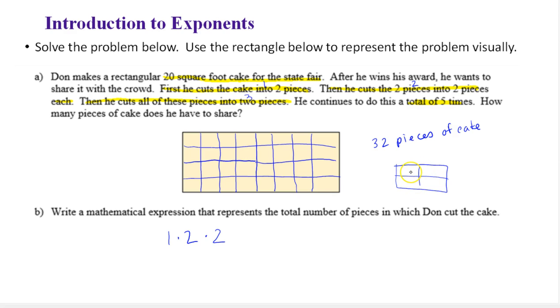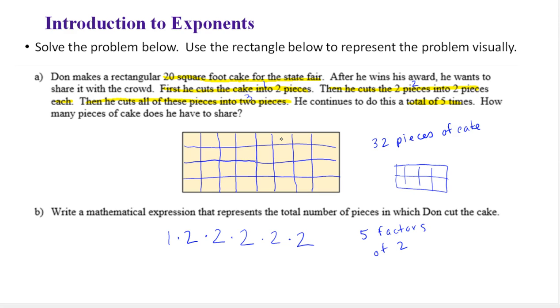We cut the 4 pieces into two pieces. Well, that doubled the number of pieces. So we multiply by 2 again. And I'm thinking you could see the pattern. And we did this a total of 5 times. So that's 1, 2, 3, 4, 5. Okay, so here we have 5 factors of 2. Okay, we don't really need this 1 here, but we started with the original 1. Multiplying anything by 1 is itself. I just wanted to use that to represent the original cake.